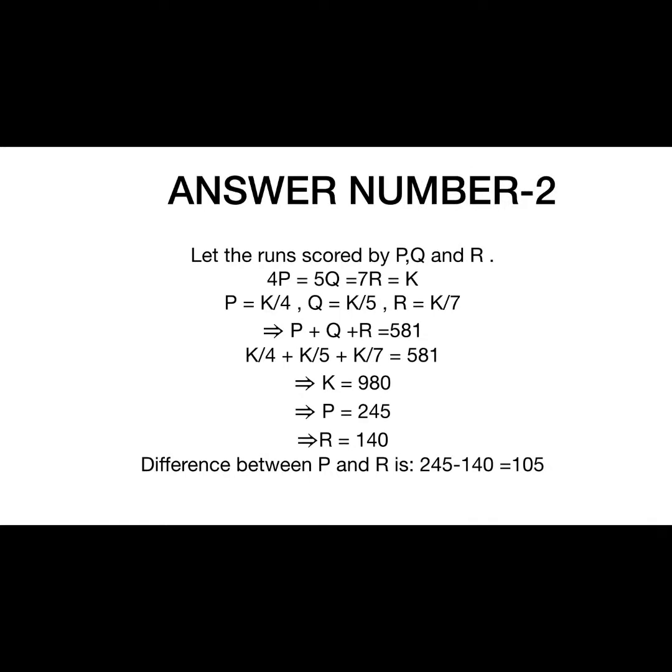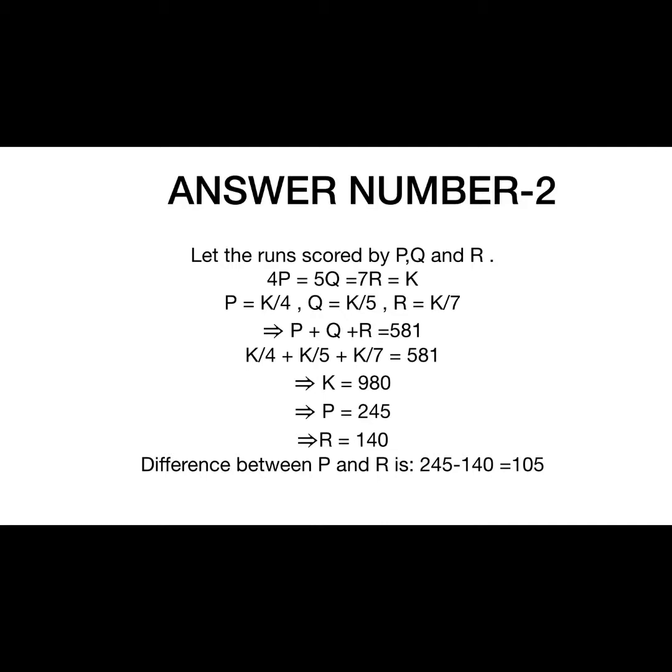So for this question, let the runs scored by P, Q and R be such that 4P is equal to 5 into Q is equal to 7 into R is equal to K. This implies P is equal to K upon 4, Q is equal to K upon 5, R is equal to K upon 7. And given that P plus Q plus R is equal to 581, put the values of P, Q, R in terms of K, we will get K upon 4 plus K upon 5 plus K upon 7 is equal to 581. This implies K is equal to 980.